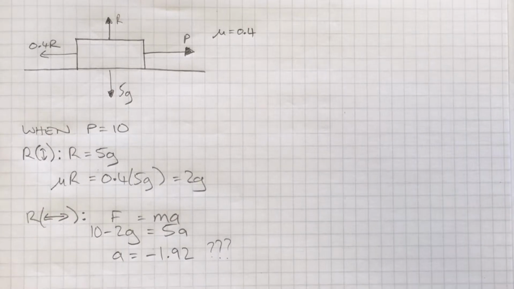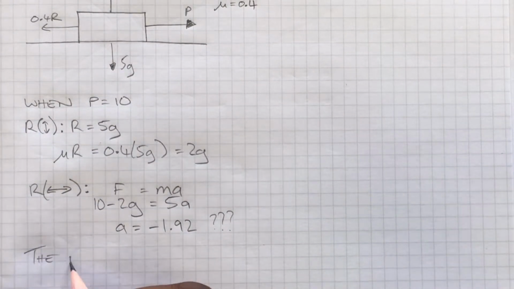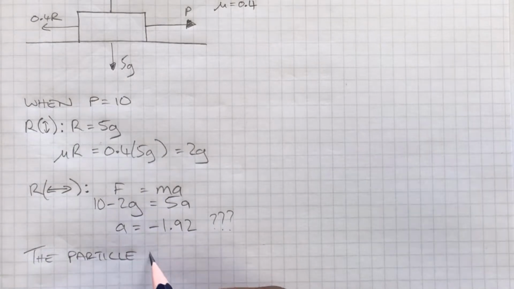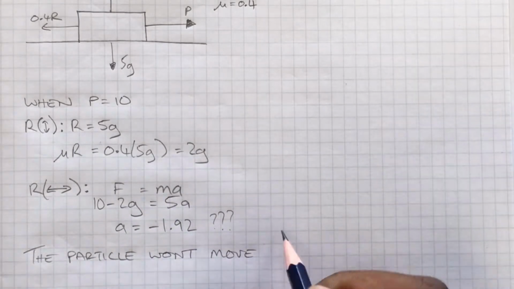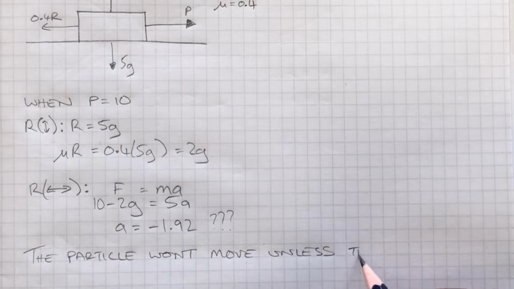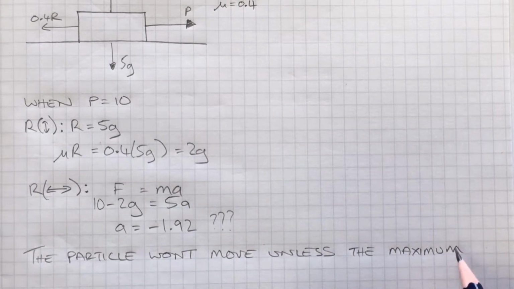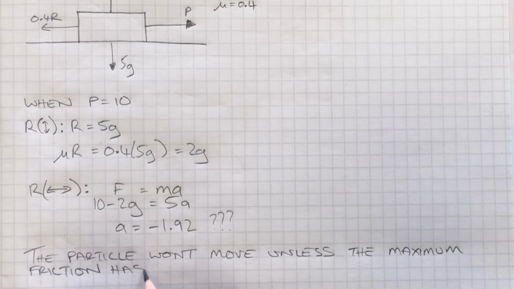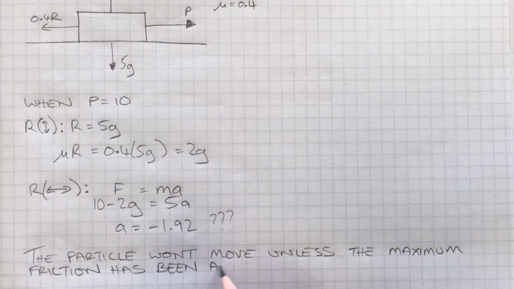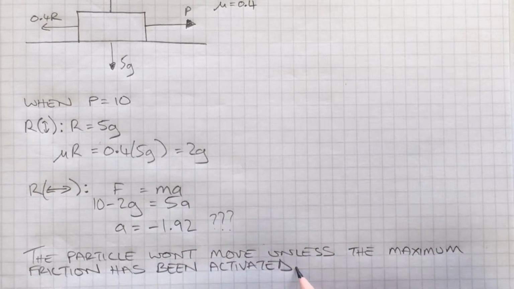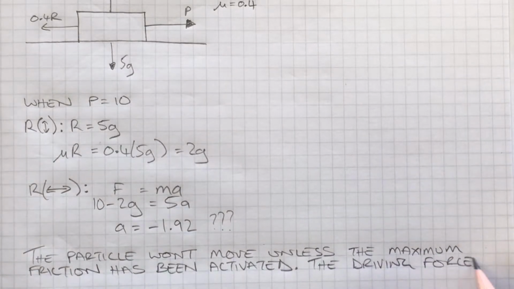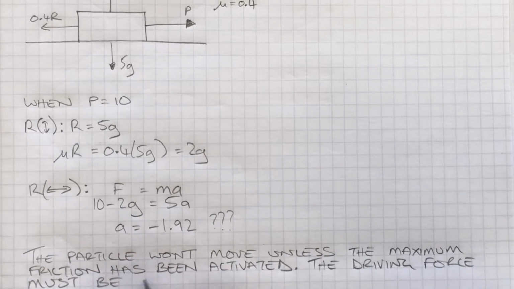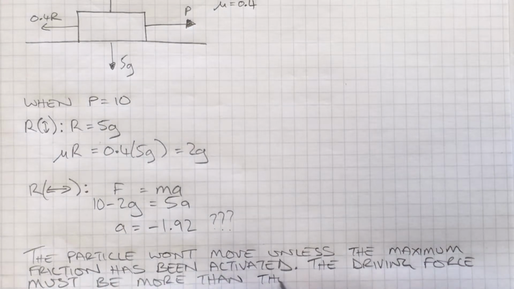Now, this doesn't make any sense. It suggests that the object, the particle, is going to be moving backwards, which cannot be true. The only driving force we have is P, which is trying to pull it forwards. It's either going forwards or it's not moving at all. A particle will not move unless the maximum friction has been activated. So that means the driving force must be larger than the maximum friction for the object to move at all. If the driving force is not larger than the maximum friction, then the maximum friction hasn't been activated.